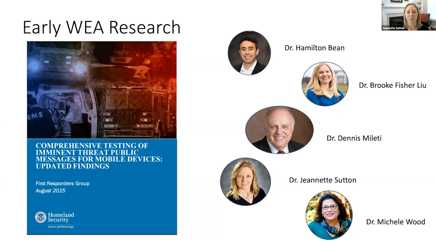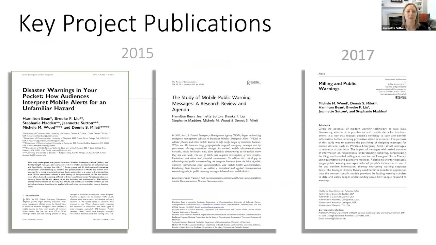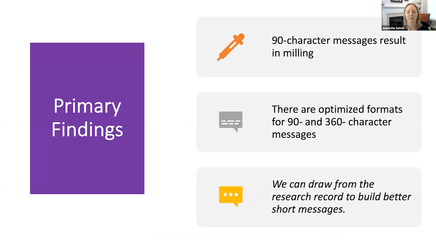We published several reports from that project, things that you've seen probably. In 2015, we published 2 qualitative analyses about how people look at disaster warnings on mobile devices. In 2017, Michelle led the effort writing an article on milling and public warnings and how people take information and turn it into information they can understand and decide from. And at the same time that these publications were being developed, there were other activities that were occurring. We recognized when we looked across all of these different studies that there were some primary findings.